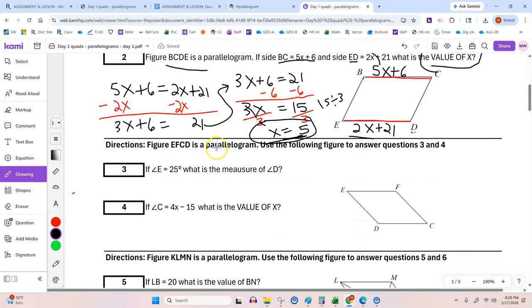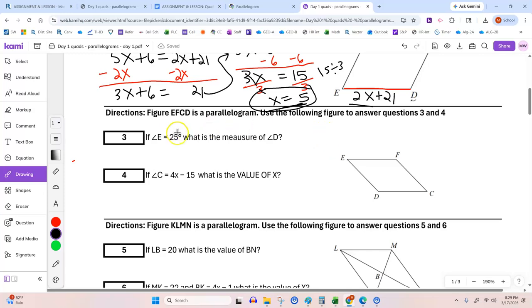Okay, now let's try number 3. It says figure EFCD, that's this figure, is a parallelogram. Use the following figure to answer questions 3 and 4. Now we're getting information about the angle. It's telling us angle E is 25, so that's 25 degrees. I'm just going to put it like this, okay? So that's 25 degrees.